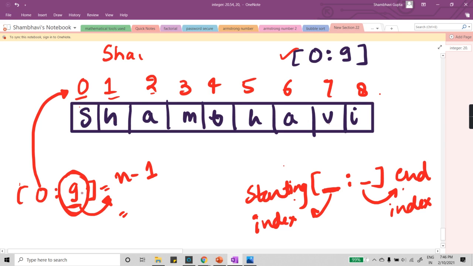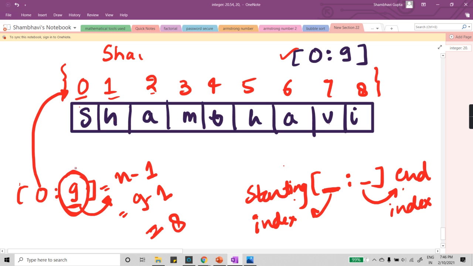For this number I'm going to try out n minus 1, so that is 9. So here 9 minus 1, and that is 8. So I would be getting my output till the 8th index only. I would be starting from the 0th index, and the output would go till the 8th index only, because here the rule that follows is n minus 1.